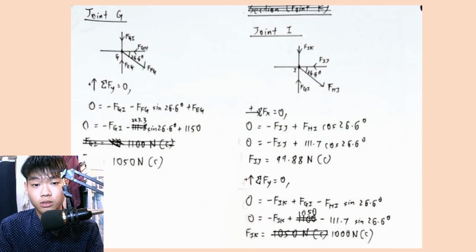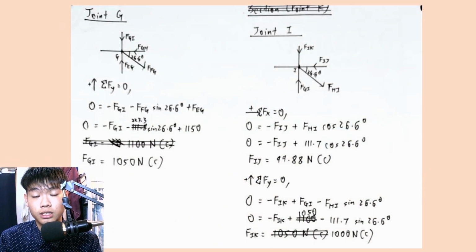At joint G, we will sum up the total forces in the Y component equal to 0 and find that the force in member GI is equal to 1050 Newton, which is in compression. Now we will move to joint I. By summing the forces in the X component equal to 0, we can find that the force in IJ is equal to 99.88 Newton, which is in compression. By summing the forces in the Y component equal to 0, we can find that the force in member IK is equal to 1000 Newton, which is in compression.